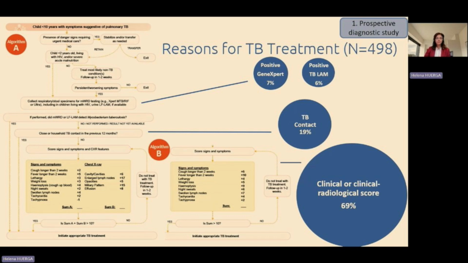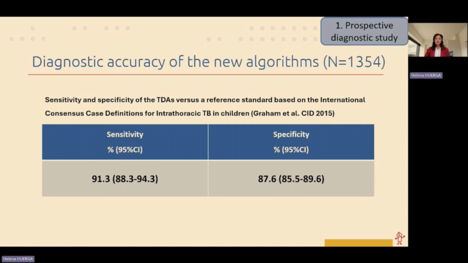We also look at the diagnostic accuracy of the new algorithms, and these are interim results in part of the population, 1,354 children. We assess the sensitivity and specificity of the new algorithms versus a reference standard that was based on the international consensus case definitions for intrathoracic TB in children, and we found that the sensitivity was 91% and the specificity 87%. And now Emily will continue with the rest of the presentation.